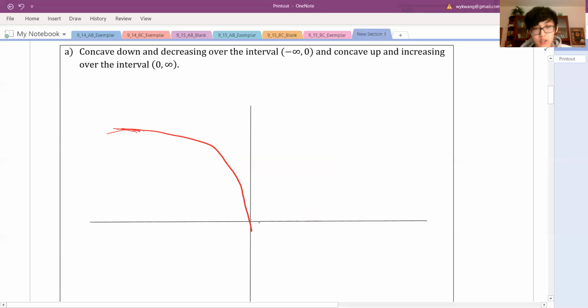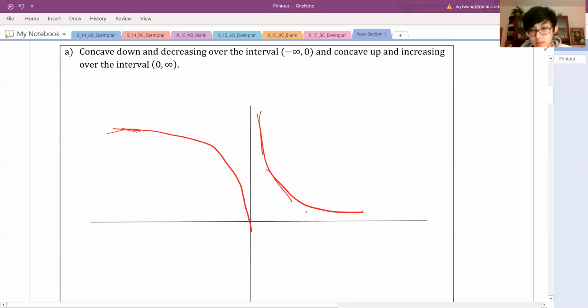And overall, the function is also increasing because it's going up. We could draw a function that's concave up and decreasing. That would look like this, right? Because notice this is still, even though it's decreasing, don't be fooled. It's still concave up because the slope is very negative.